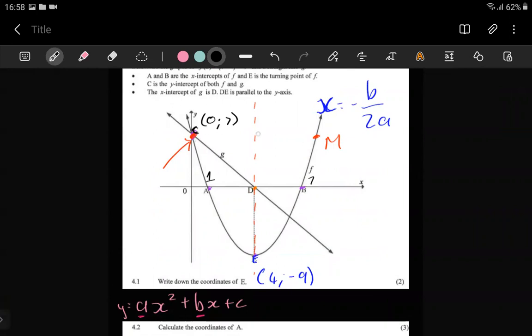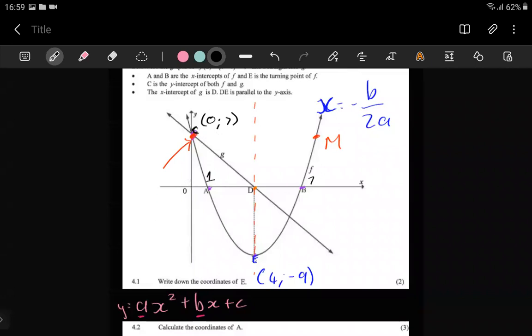Because they said it's a reflection. They said C is a reflection of M. So then won't it be 7 coordinates 0? No, remember, if it was inverse, then the x and the y would swap.